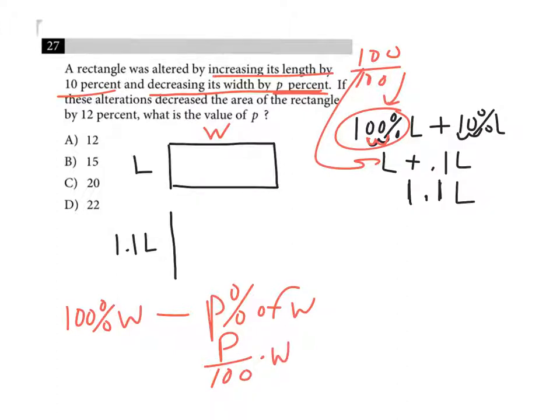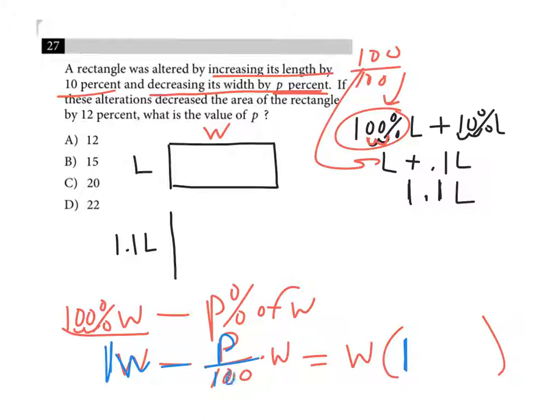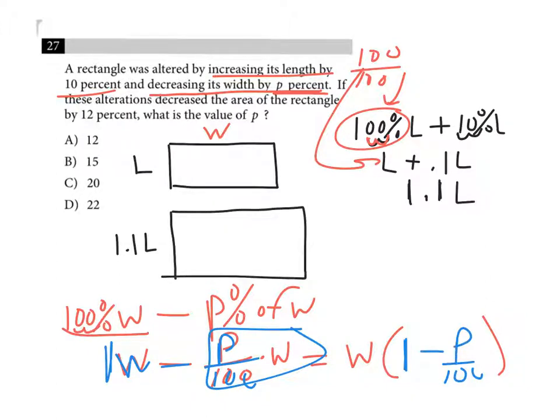So here I'm going to have 100% of W, 100% is just 1 W or just W, minus p over 100 times W. And what I'm going to do to clean it up is factor out a W. So I'm going to have a W, and W times 1 is just 1 W, and then W times negative p over 100 is going to be negative p over 100 times W. So here is going to be the rectangle, and its new width is going to be W parentheses 1 minus p over 100.